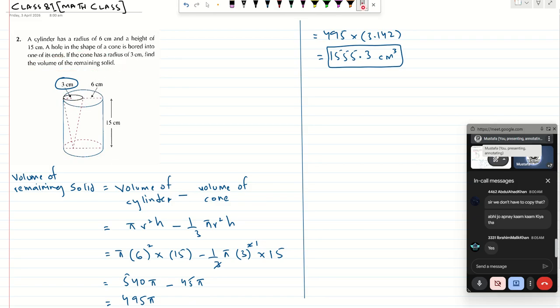So how will we find out the remaining solid? First we will find out the volume of entire cylinder, then we will find out the volume of cone, and we are going to subtract the volume of cone from the volume of cylinder. This pi r square h is the volume of cylinder and 1/3 pi r square h is the volume of cone. So we are going to subtract the volume of cone from the volume of cylinder.